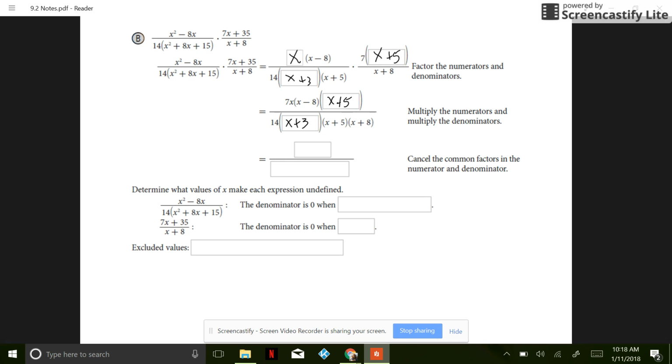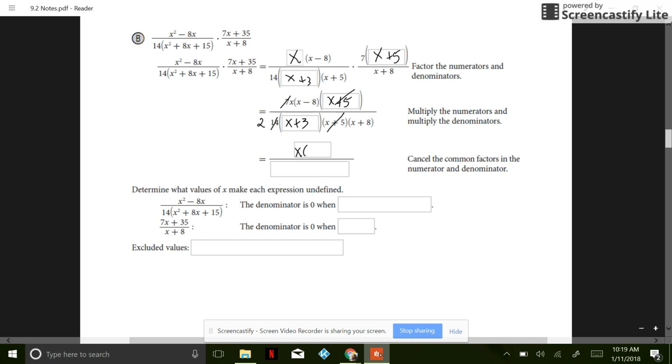So now we can cancel out the common factors. The 7 and the 14 will each divide by 7, so that 14 in the denominator is going to change to a 2. And then the x plus 5s are going to cancel. So what's left in our numerator is an x and an x minus 8. In our denominator, we've got the 2, the x plus 3, and the x plus 8.